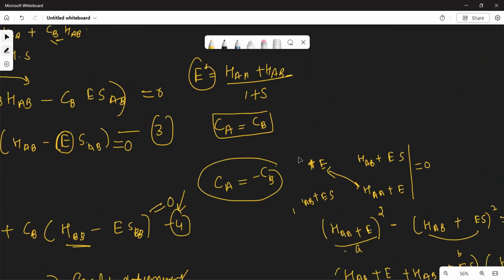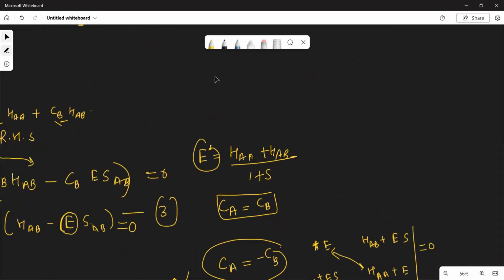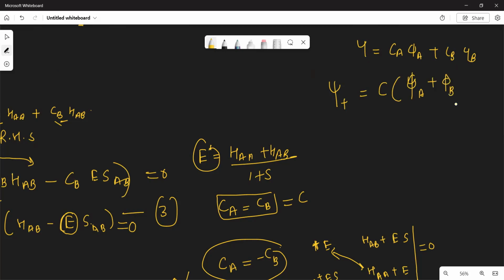So when you use the energy expression in equation number 3, then you get CA equal to CB. So I can write it equal to C. Then your wave function psi plus, which is for the bonding orbital, the general expression for psi is CA phi A plus CB phi B. Now CA and CB are both equal, so that is equal to C only. So the wave function for psi plus is C(phi A plus phi B). Similarly, psi minus will be equal to C(phi A minus phi B).